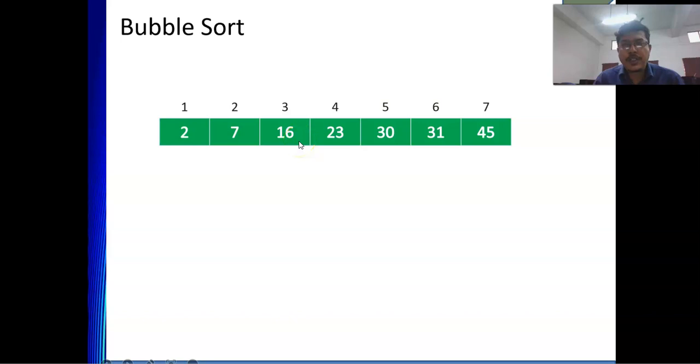Already the elements were sorted. Yes, we can see the elements are sorted, but we have to check whether each element is greater than the other, because the computer doesn't know. Here 2, 7, 16 is already sorted, but from here we can see and we know, but the computer doesn't know. So we get all the sorted elements as 2, 7, 16, 23, 30, 31 and 45.